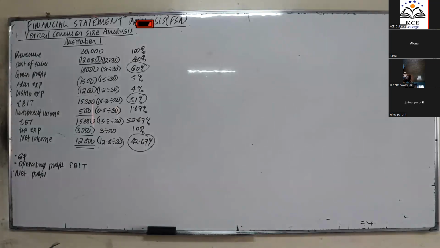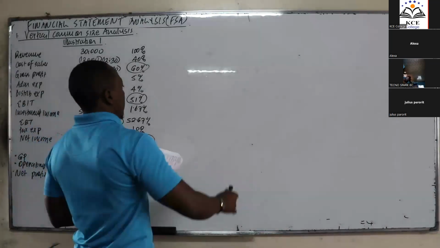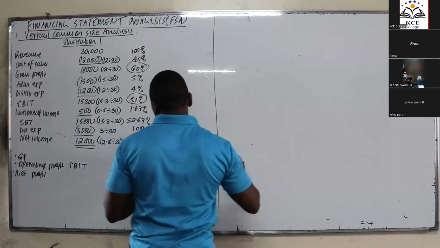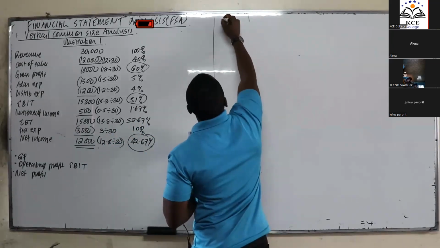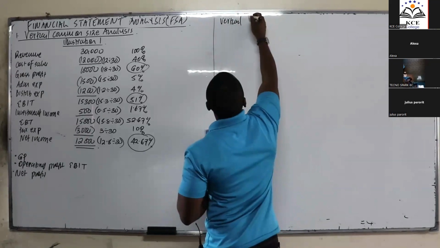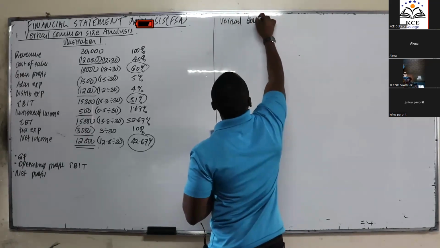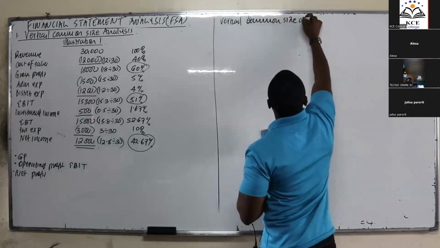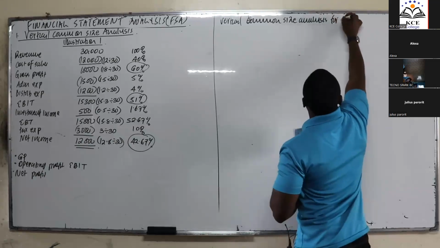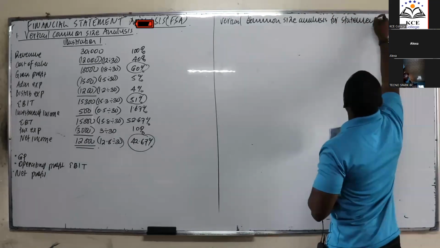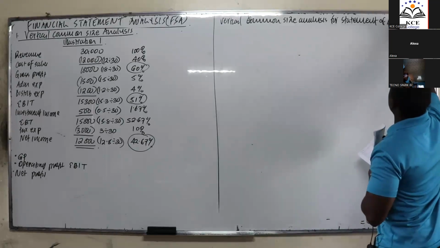Any question before we do another illustration? So that's what we call the income statement vertical common size analysis. Now, I want us to do one for the statement of financial position. Let's go to the other page, page 2. Now we do what we call vertical common size analysis for the balance sheet, the statement of financial position.